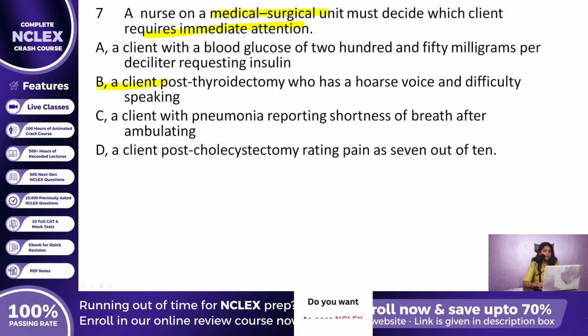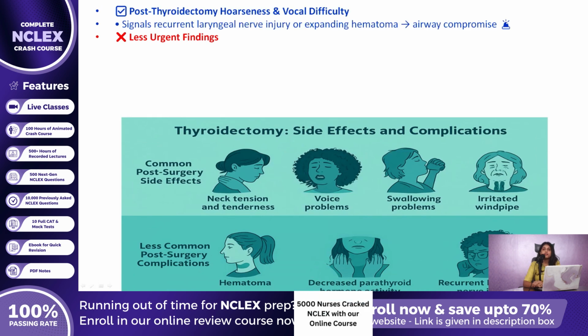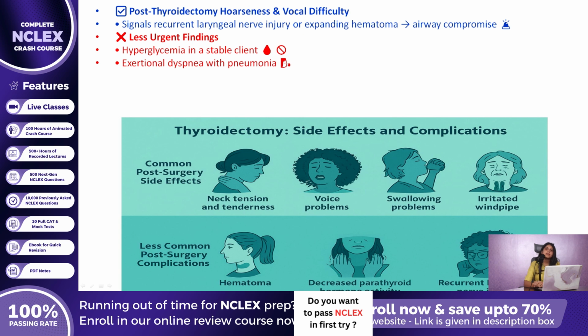The post-thyroidectomy client with hoarseness and vocal difficulty, because these signs may indicate recurrent laryngeal nerve injury or an expanding neck hematoma threatening airway patency, an immediate life-threatening emergency. By comparison, hyperglycemia in a stable client can be managed after securing the airway. Exertional dyspnea in pneumonia is expected and less urgent, and severe pain, while important, does not supersede a potential airway compromise.